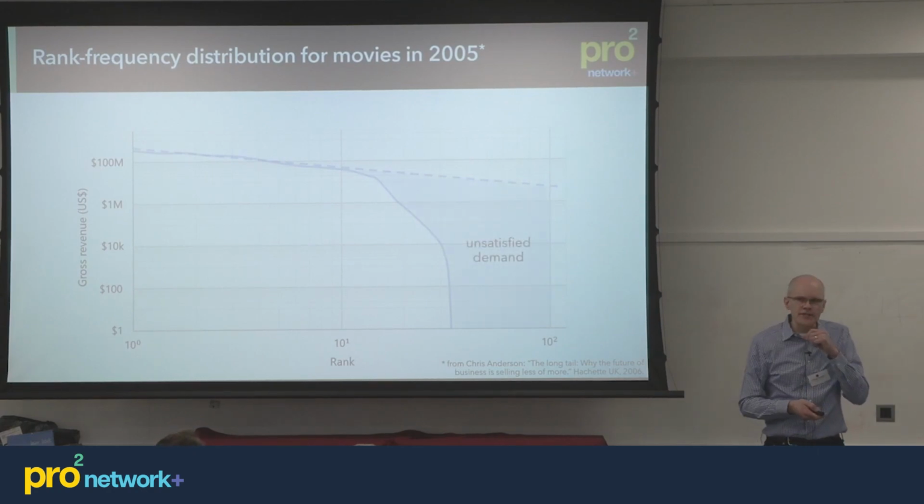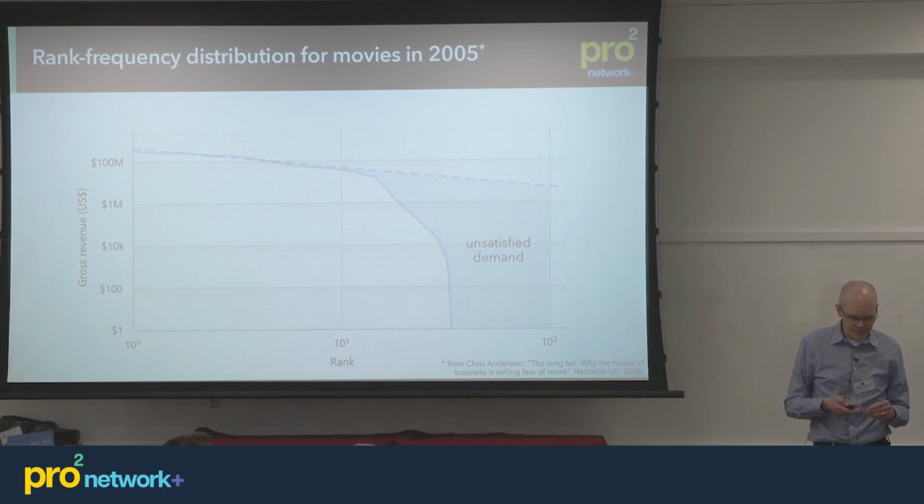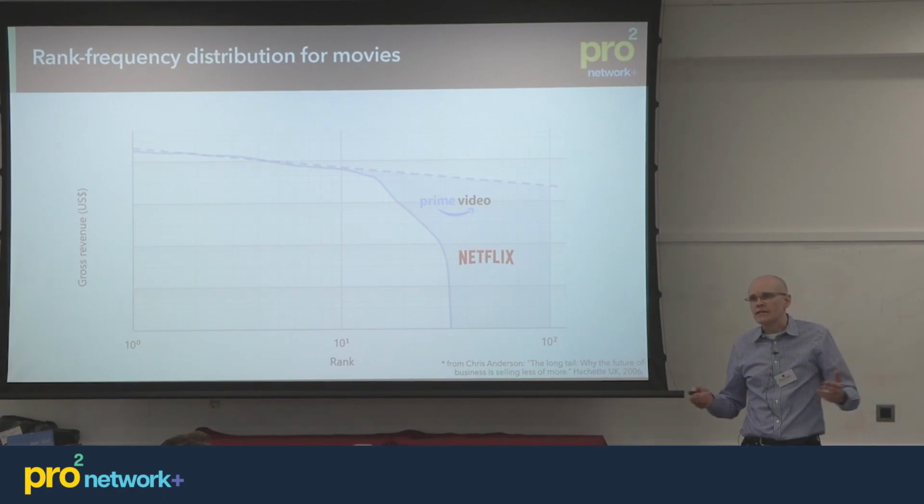And a guy called Chris Anderson wrote about this in a book he called The Long Tail, and he calls this the gap of unsatisfied demand, as it were, right? There are people wanting to consume a bigger variety of movies, but they can't because it's not available. Well, it wasn't in 2005. Of course, today it is, because companies like Netflix and others have unlocked that long tail.